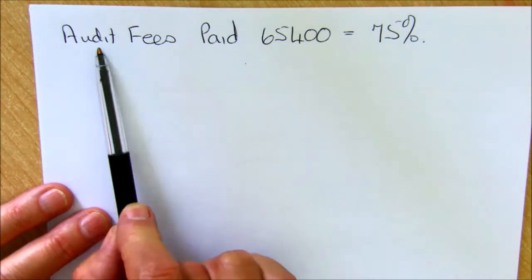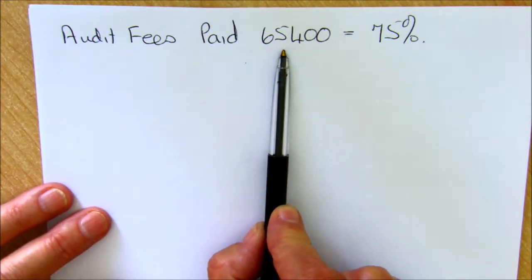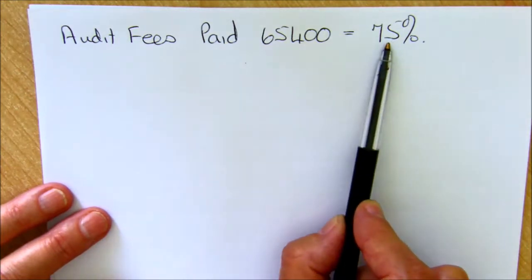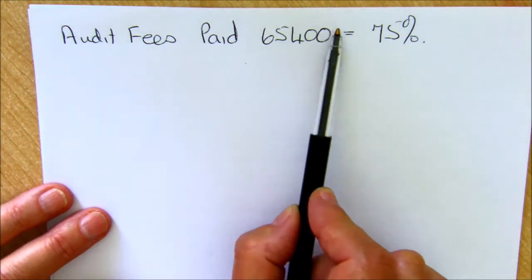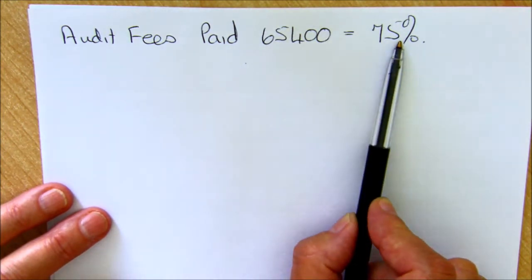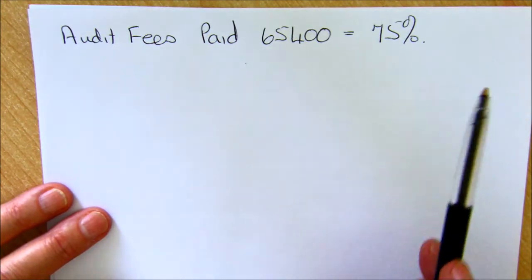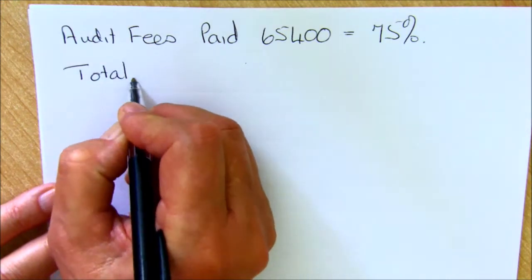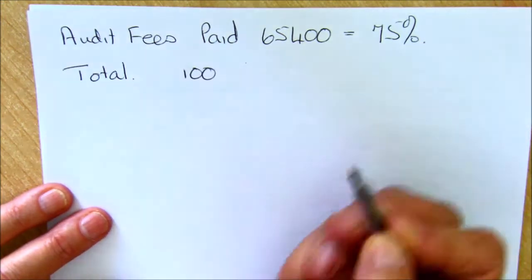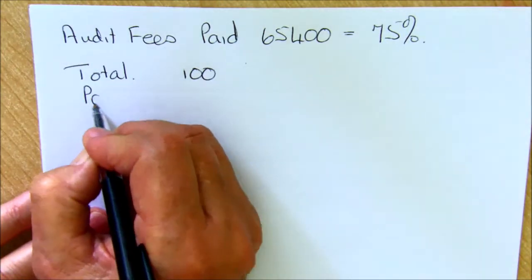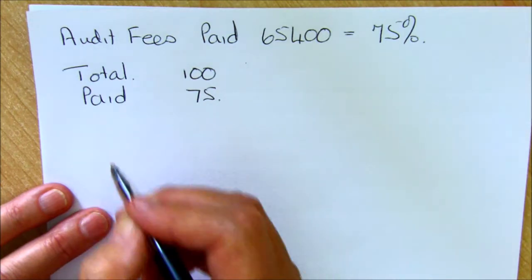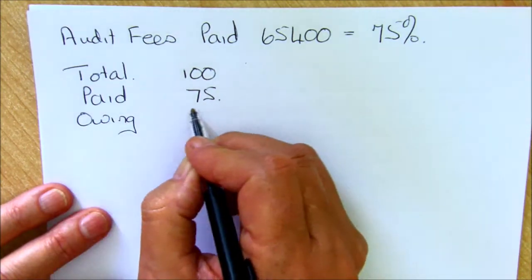The adjustment was that the audit fees of 65,400 had been paid. But then they told you that only 75% had been paid. So while you've paid 65,400, that was equal to only 75% of the amount. The total amount of audit fees is going to be 100%, because that's what you've got to pay. We have actually paid 75%, so therefore, owing is still 25%.